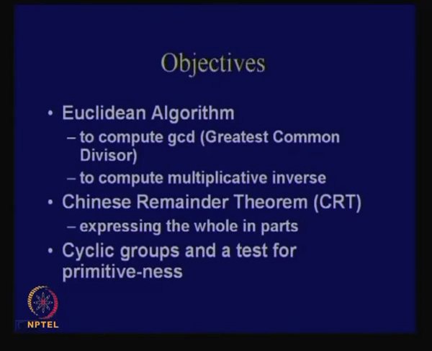So, we will see how the Euclidean algorithm can be extended to compute the multiplicative inverse, and then we will discuss another very interesting algorithm called the Chinese remainder theorem. The theme is to express the whole in parts. We will see what that is, and then conclude with some important results on cyclic groups, and also discuss a test of primitiveness of an element.